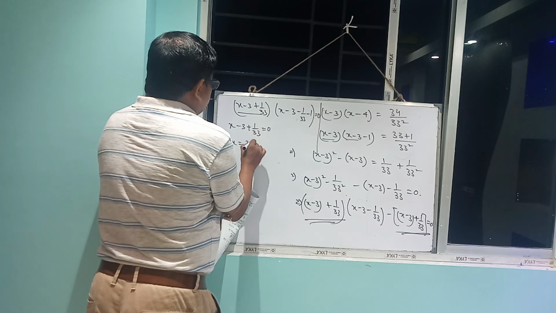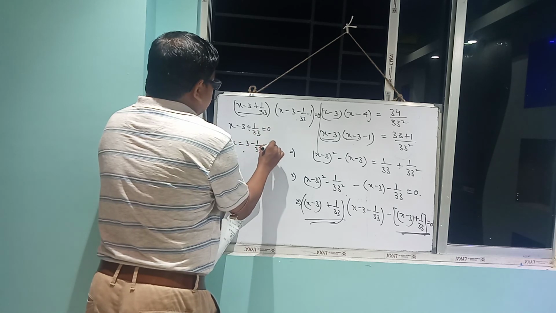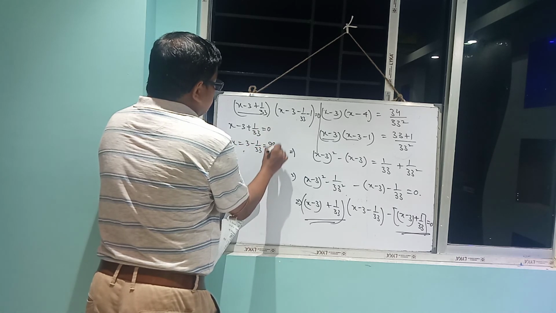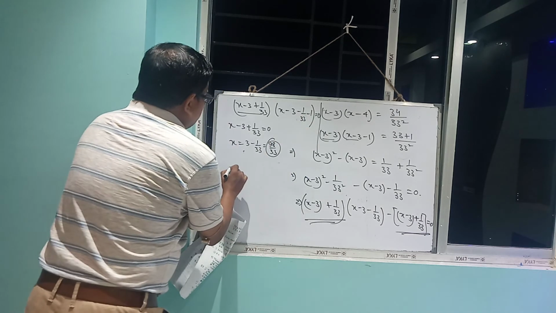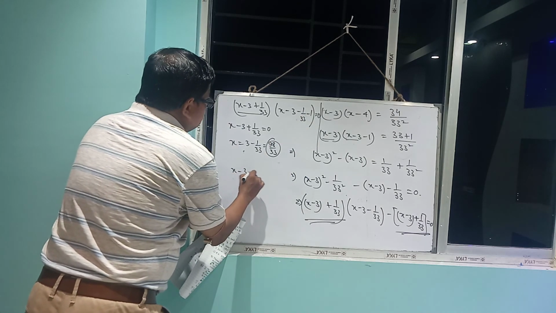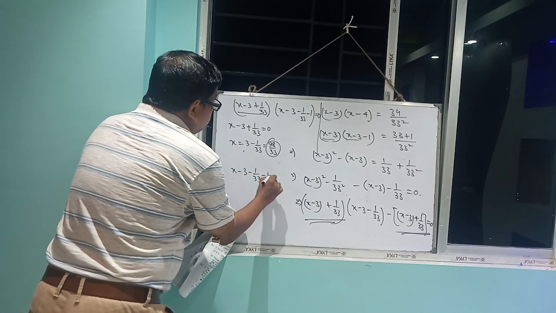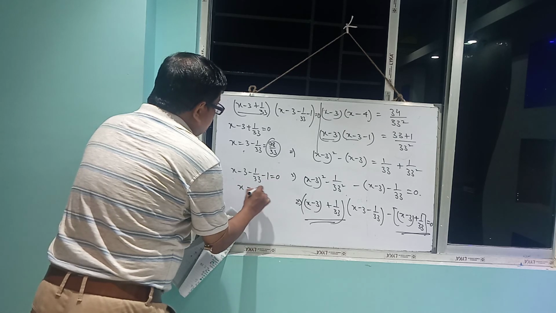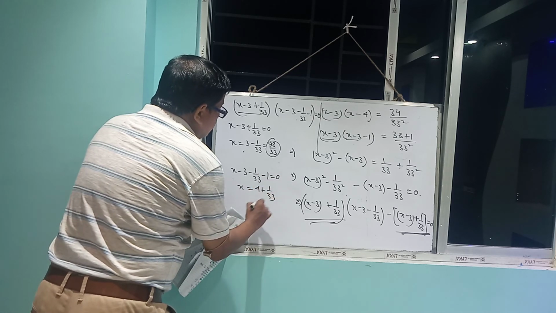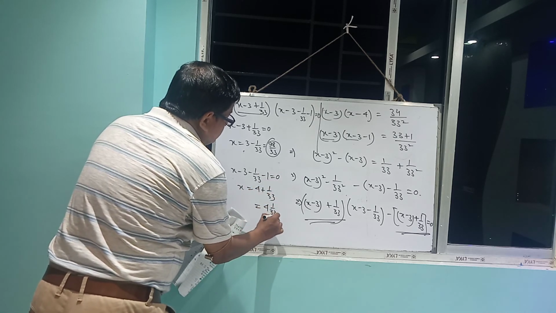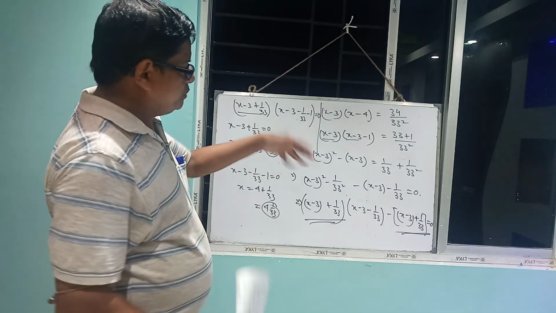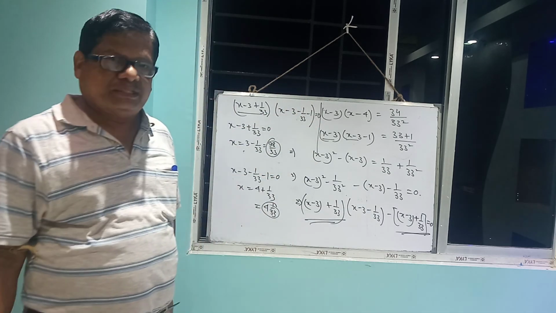So x equal to 3 minus 1 by 33, equal to 98 by 33. Coming, and you put this will be 0: (x minus 3 minus 1 by 33) minus 1 equal to 0. So x equal to 4 plus 1 by 33, that is 4 and 1 by 33. This is that. Any method you can do. Understood?